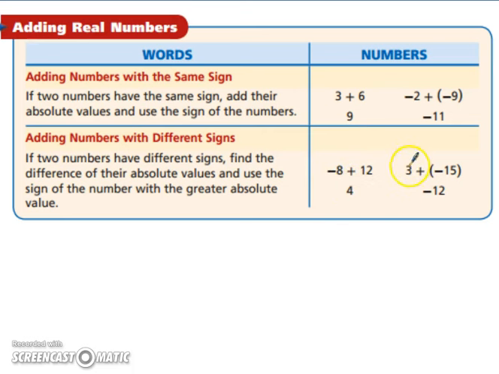Let's look at this example. You have 3 plus -15. All right, so let's subtract 15 and 3. We get 12. Which one has the bigger value? So we've got 15 and 3. 15 is bigger, so we're going to take that negative sign and keep it. So it's going to be -12.